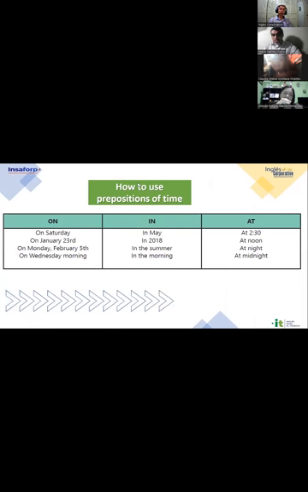When do you use on? You use on when you refer to days of the week, or days on the weekends, and on days generally, right? On Saturday, on Sunday, on Monday, on Tuesday, on Friday, etc., right? Good. You use on when you talk about dates, fechas, right? On January 23rd, on November 17th today. When you include days in the date, you say on Monday, February 5th, right?